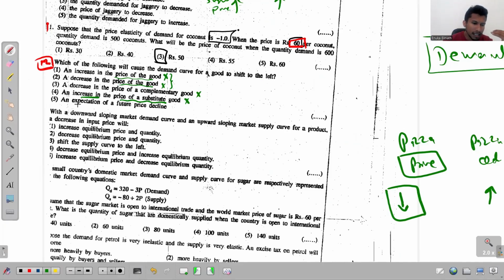In this example, when you expect the future price to decrease, that is another determinant, not the current price of the considered good. So you expect that to reduce in the future.